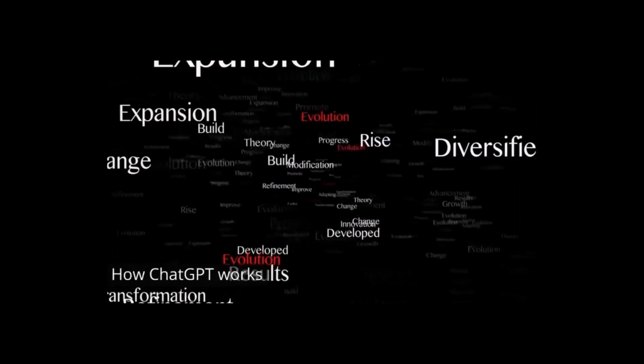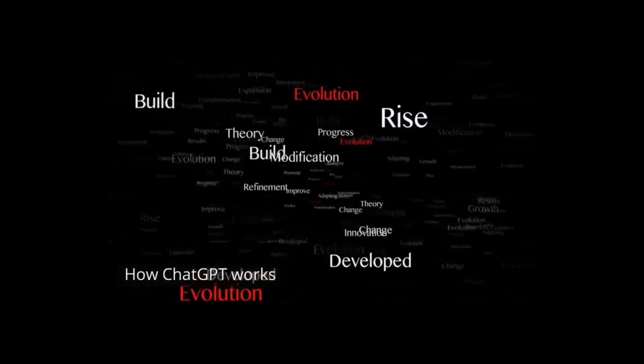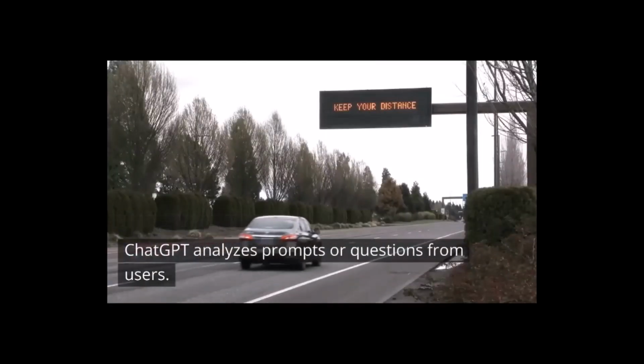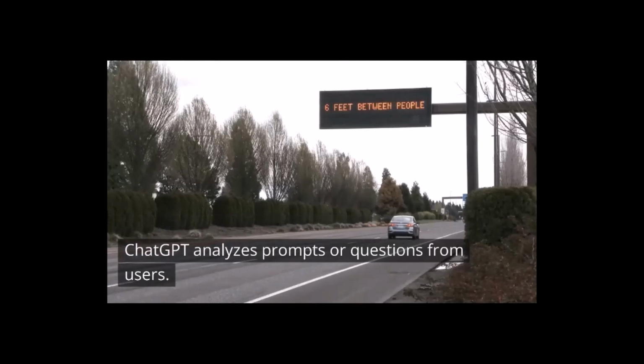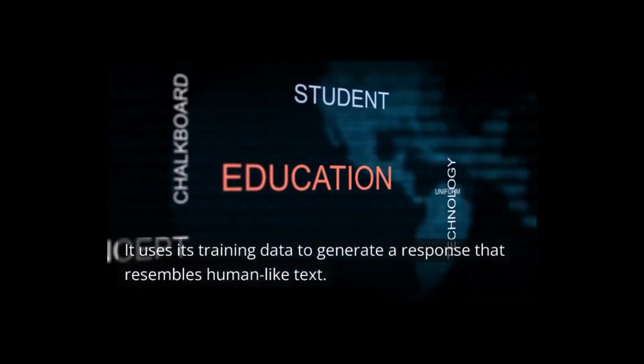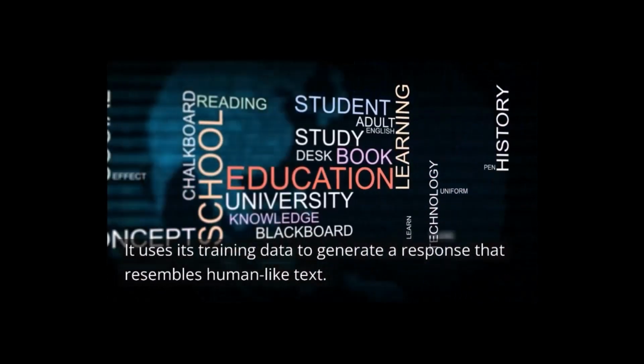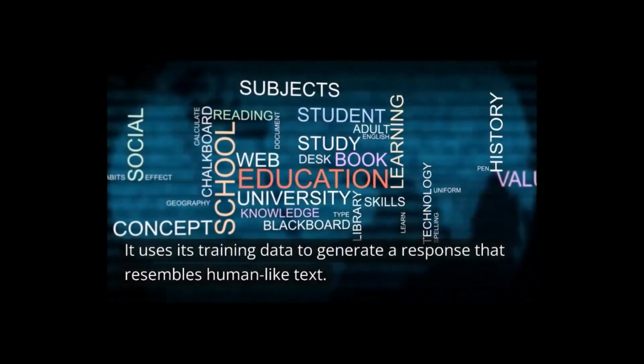How ChatGPT works. ChatGPT analyzes prompts or questions from users. It uses its training data to generate a response that resembles human-like text.